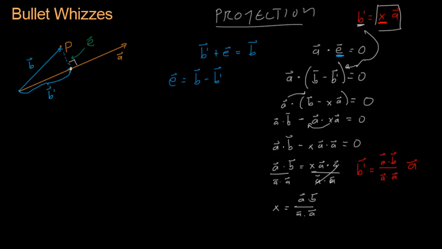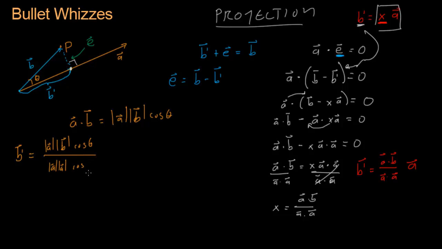Now let's go back to the original definition of the dot product and see why this makes sense. A dot b, if you remember from the previous video, that's the length of a times the length of b times the cosine of theta, which is the angle between the two vectors. And in our graph, theta is going to be right here. So I'm going to take this and substitute it into this equation we have right here. We'll see what we get. B prime equals a dot b, well, that's just length of a times length of b cosine of this theta right here. And then we'll divide that by a dot a, which is the length of a times the length of a again.